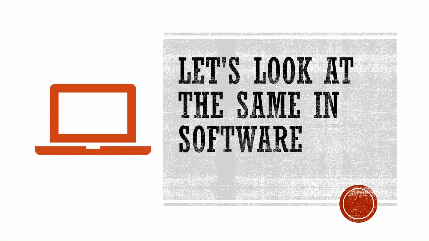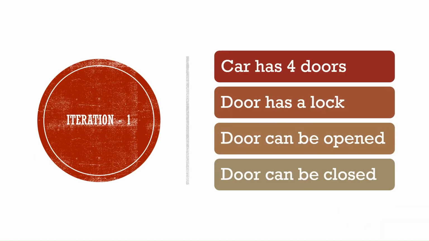Now, let's look at the software implementation of the same thing, and see how we progress from hidden logical dependencies to making that explicit. As always, the problem starts simple. In the iteration 1, we have a car with 4 doors. The door has a lock. It can be opened or closed. And let's see the initial implementation.